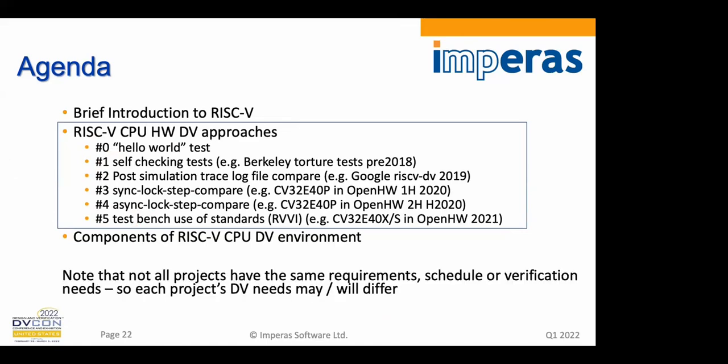Now, it's important to note that not all projects have the same requirements in terms of schedule, or resources they can throw at it, or verification needs. It depends what they're after. If it's a research project, there's absolutely no way you're going to put 5 people on it for a year. Whereas if you want to sell the world's greatest application processor, you're going to run 10 to the 15 cycles on your processors, like ARM. So you've got to choose, and each project will have different requirements for how much verification it needs.